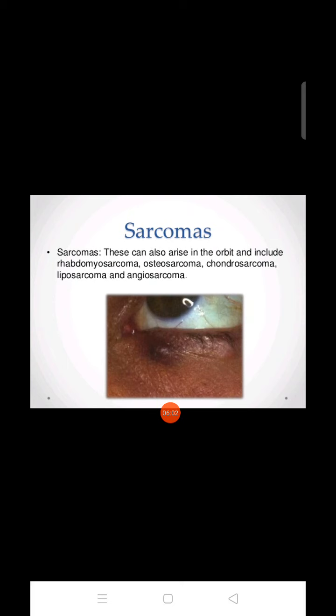Next one is sarcomas. Sarcomas can also arise in the orbit, and include rhabdomyosarcoma, osteosarcoma, chondrosarcoma, liposarcoma, and angiosarcoma. These are the types of sarcomas that come under the sarcomas.